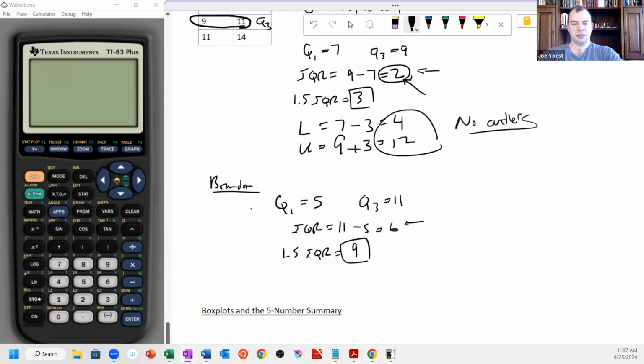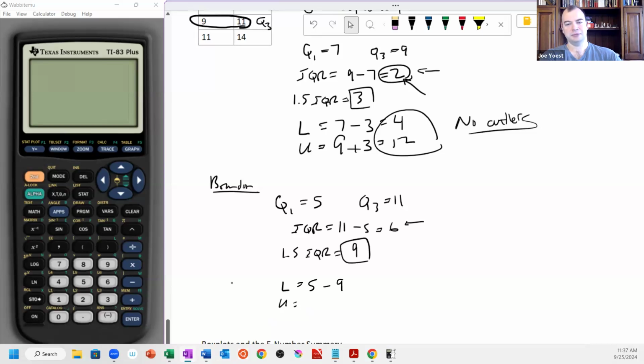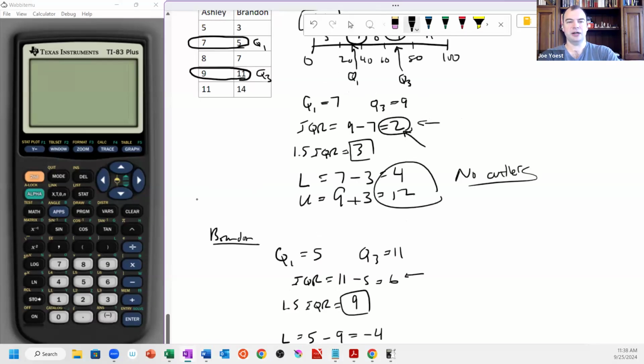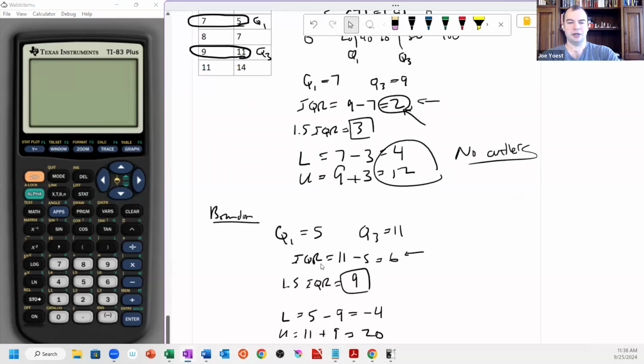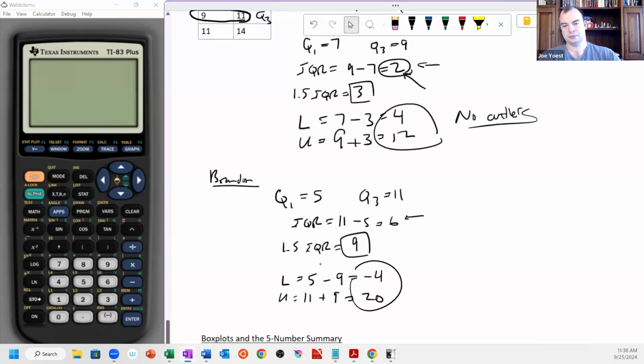We construct a lower and upper bound. Q1 minus 1.5 IQRs is 5 minus 9, which is -4, and an upper bound of Q3 plus 1.5 IQRs, 11 plus 9, is 20. Brandon's data set is more variable, but this 3 is not less than -4. The 14 is not bigger than 20. There are no outliers in Brandon's data set either.